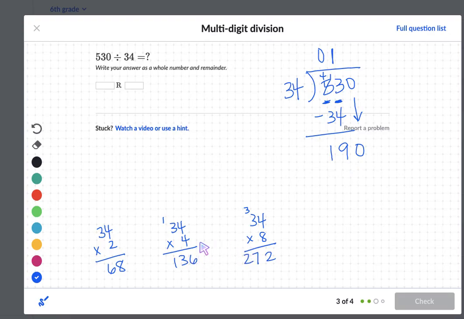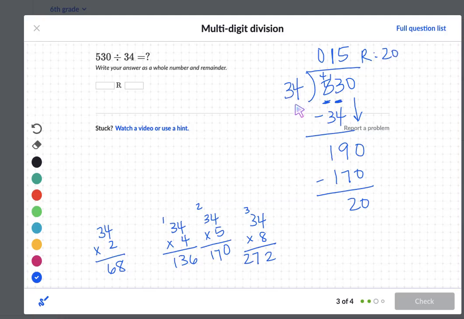Let's see, let's try 5. It seems pretty close to it. 5 times 3 is 15. 15 plus 2 is 17, so 170. That looks like it'll be good. Let's see, so 5 was our number. Subtract that and we get 20. Your remainder should always be less than your divisor. If it's bigger, then you picked the wrong number up there. Okay, so it looks like our answer is 15 with a remainder of 20.